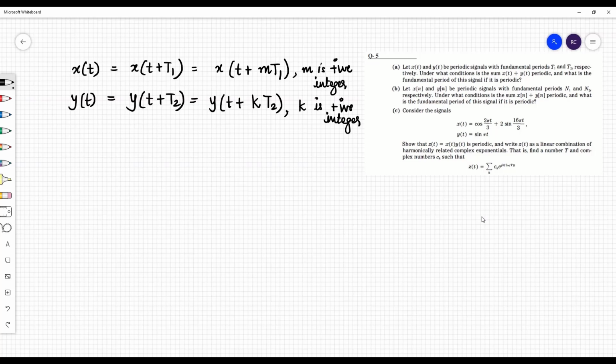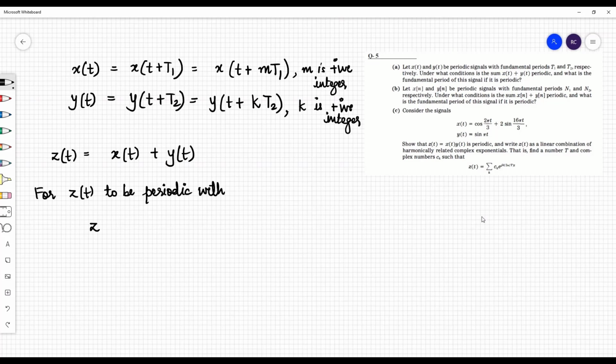Now we have to find under what condition is the sum xt plus yt periodic, right? And if it is periodic, what is the fundamental period of this periodic signal? So let us define a new signal, say zt, and call it xt plus yt. We need to find the condition where zt is periodic. Now for zt to be periodic, what do you need? Let us say it's periodic with period T, right? T1, T2 were for x and y, T is for z.